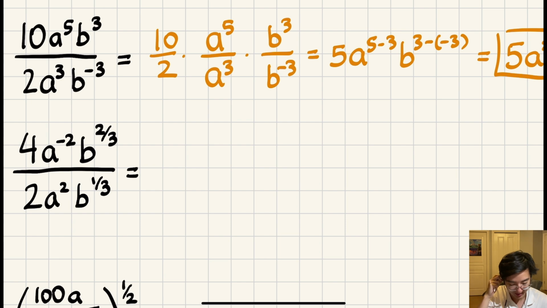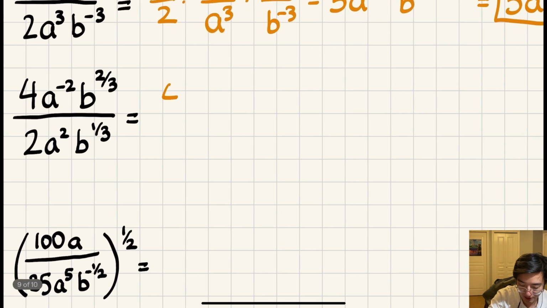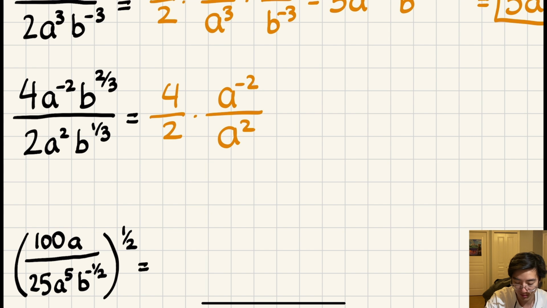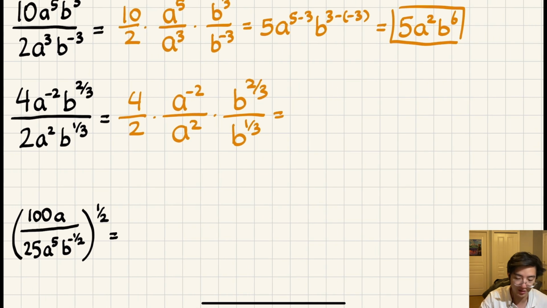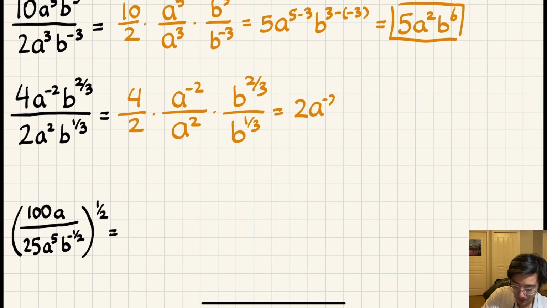Okay, next one. So we split everything up into the relevant bases. So we have the whole numbers here. We have the a, so a to the power of negative 2 over a to the power of a regular 2, I guess. Right? And we have b to the power of 2 over 3 over b to the power of 1 over 3. Okay, so 4 over 2 gets us a 2. A to the power of negative 2 minus 2 and b to the power of 2 over 3 minus 1 over 3.